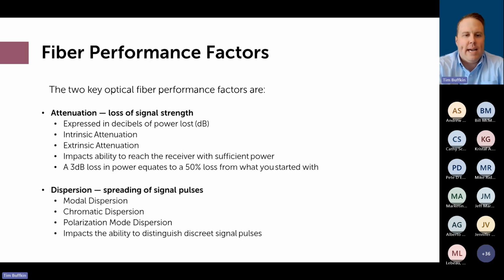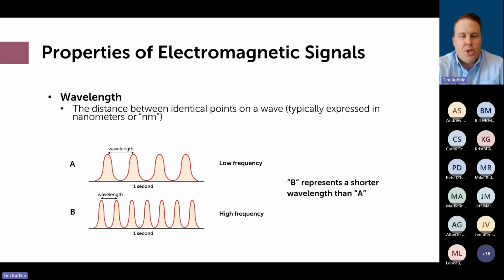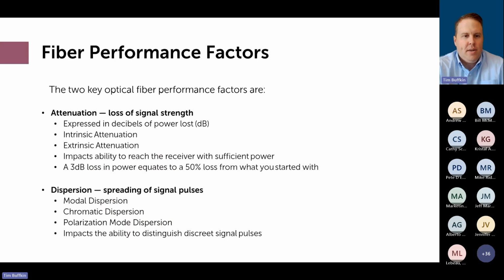The next thing we're going to look at is dispersion, and this is the spreading of signal pulses. Just to go back really quick to this slide, here are our signal pulses. Dispersion is going to be spreading these wavelengths, like spreading the individual wave out. That includes modal dispersion, chromatic dispersion, and polarization mode dispersion. A lot of words to keep up with, but we'll hit on each one of these individually. That's going to impact the ability to distinguish the signal pulses. So attenuation is about power. Dispersion is about receiving the information correctly.